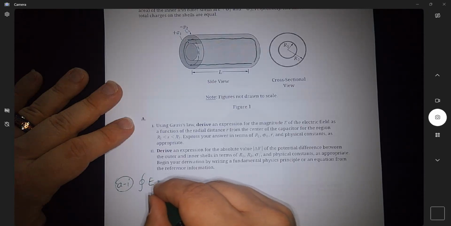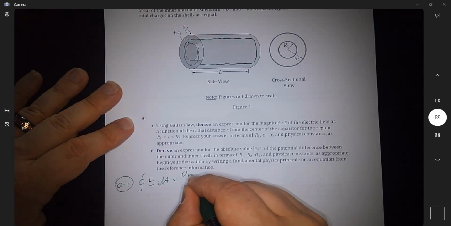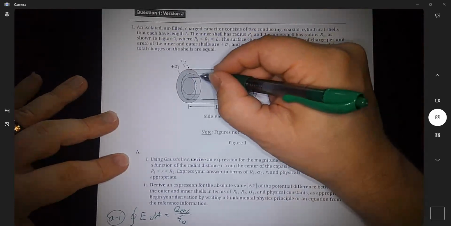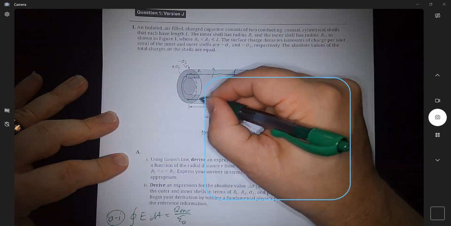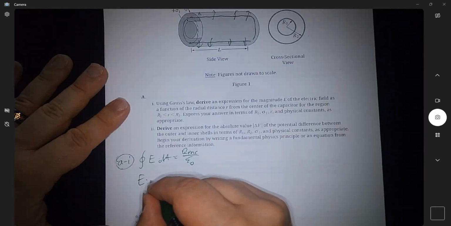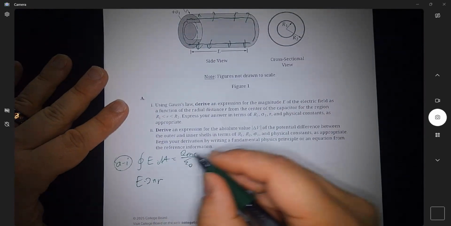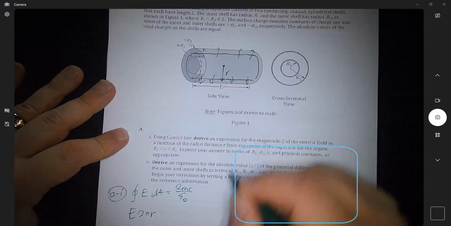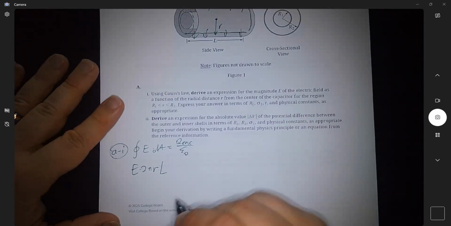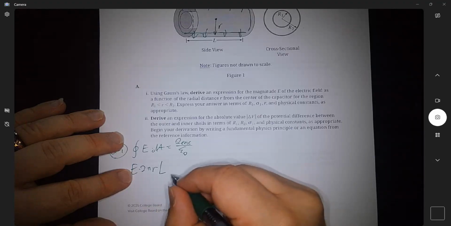Integral around a closed surface E dot dA equals Q enclosed over epsilon naught. The electric flux is only going out the lateral. The electric flux is not going out the end caps. So this just becomes E times 2 pi r, generic r, because this is a generic radius, and then the L is L. Okay, so that's the lateral area of a cylinder.